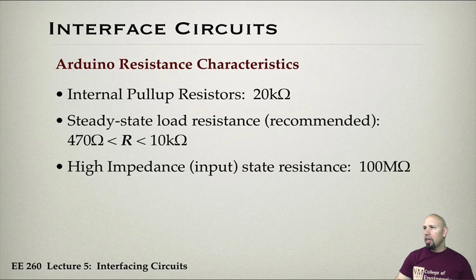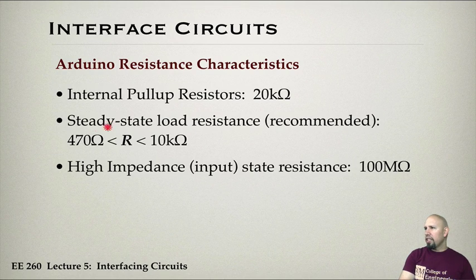Let's move on to the resistance characteristics. Inside the Arduino are internal pull-up resistors, and they're essentially 20k ohms, but not precisely 20k ohms. They can actually go up to as much as 50k ohms. But anyway, that's what they're estimated to be, 20k ohms. It's large enough so that if the pull-up resistor is connected, you're not likely to allow a lot of current out of that pin.